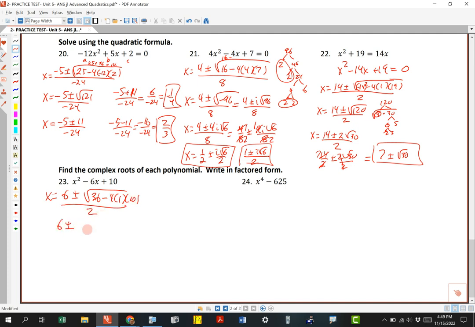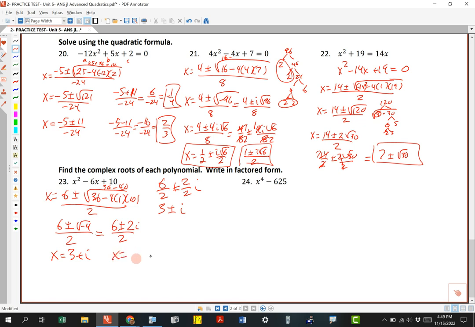So I get a 6 plus or minus the square root of 36, and I'm going to be subtracting something. That's 40. So this is a negative 4. Okay, so square root of negative 4 all over 2. So this is going to be 6 plus or minus, and the square root of negative 4 is going to be 2i, over 2. So here are the two zeros. I get 6 over 2 plus or minus 2 over 2 i. So that's going to be 3 and then plus or minus i. Okay, so one of the zeros is x equals 3 plus i, and the other zero is x equals 3 minus i.